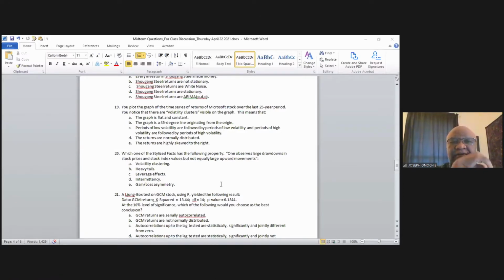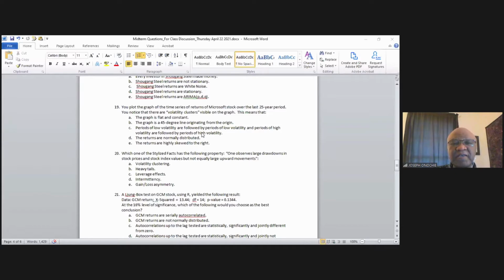So number 19, what is volatility cluster? Andrew, I think you gave me an answer. Yes, C is the correct answer. So volatility cluster is, remember when you plot a graph and you see low squiggles followed by low squiggles, and then very large squiggles followed by very large squiggles, that is volatility clustering. That is what we model with ARCH and GARCH in chapter 4.